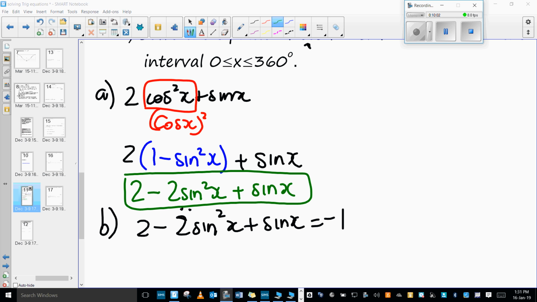Now, at this point here, we've got an expression, we've got a number, we've got a sine squared x, and we've got a sine x, and equals something else. Does this remind you about any other thing that we've done in maths in GCSE as well? Where we've got something squared and something, what does it remind you of?